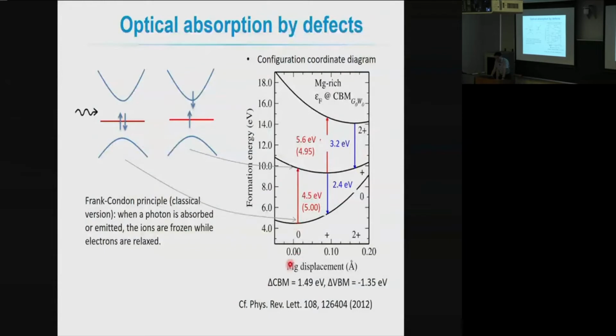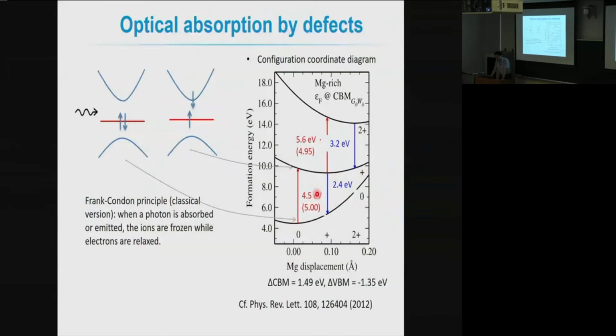The x-axis is the mechanism displacement, and y is the formation energy. So in the neutral state, you have this energy diagram with respect to the mechanism displacement. But when this photon is absorbed, it becomes a 1+ charge state. So thermally, it should go up. From this configuration, it should go to this configuration.